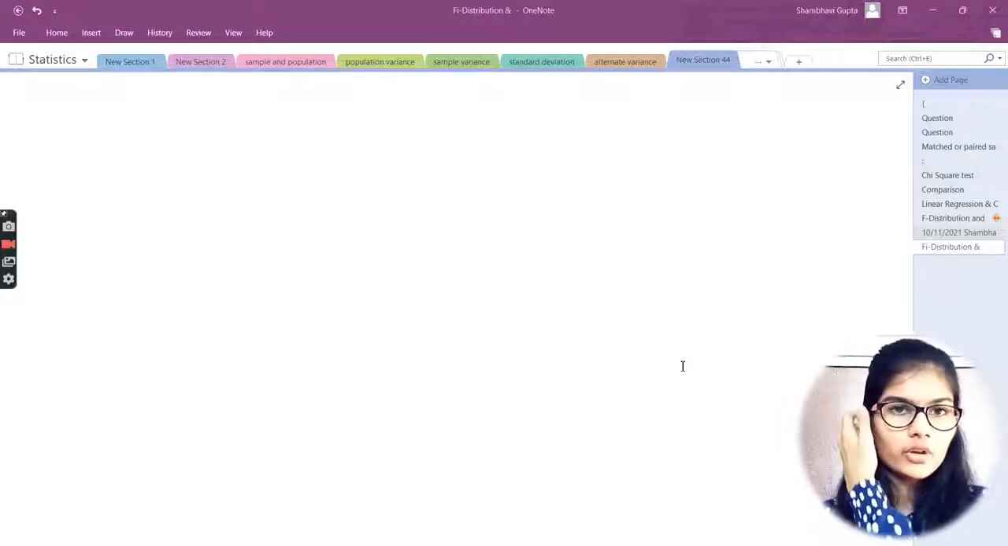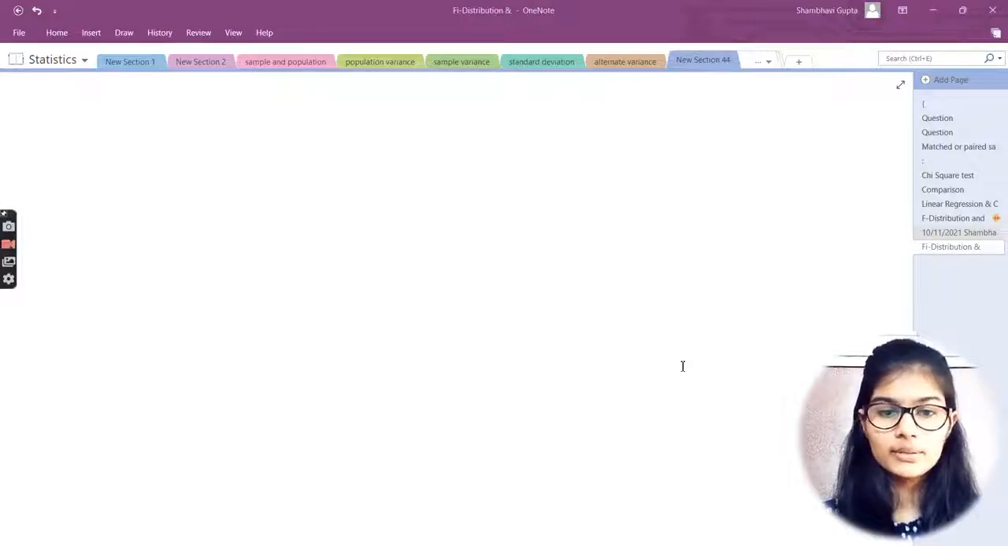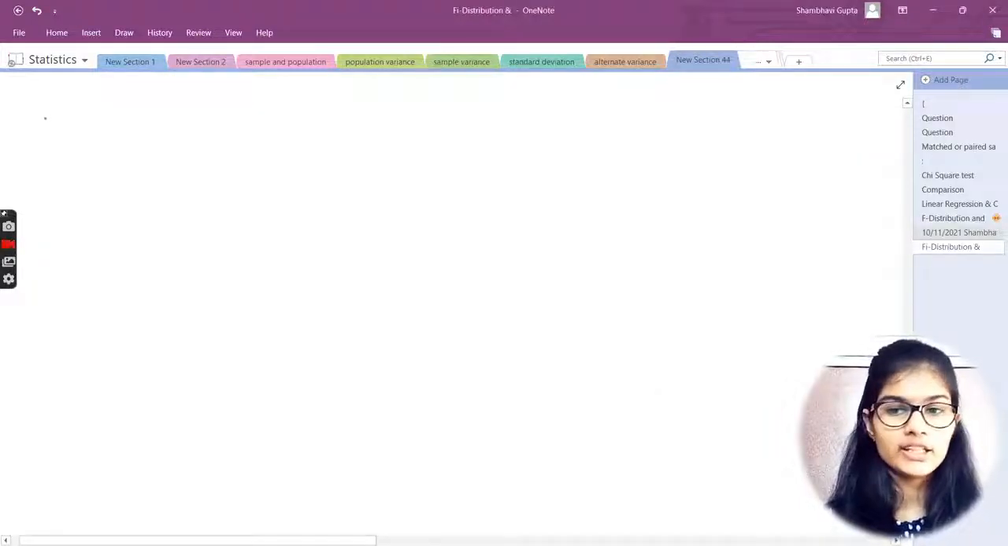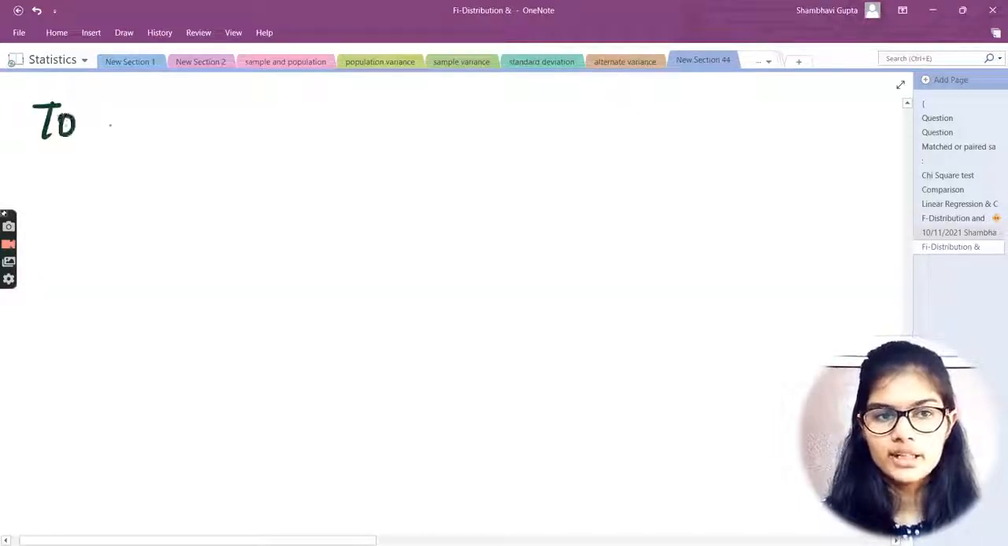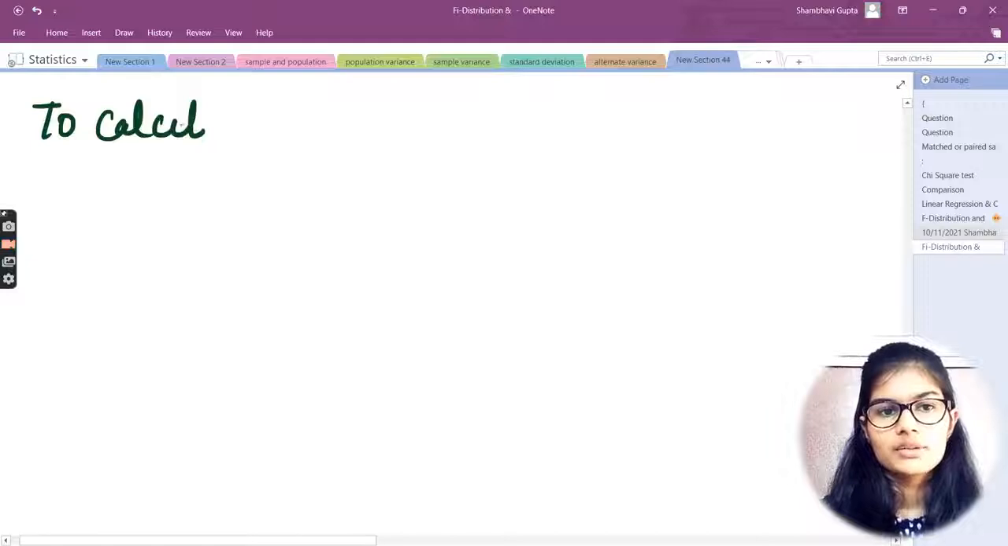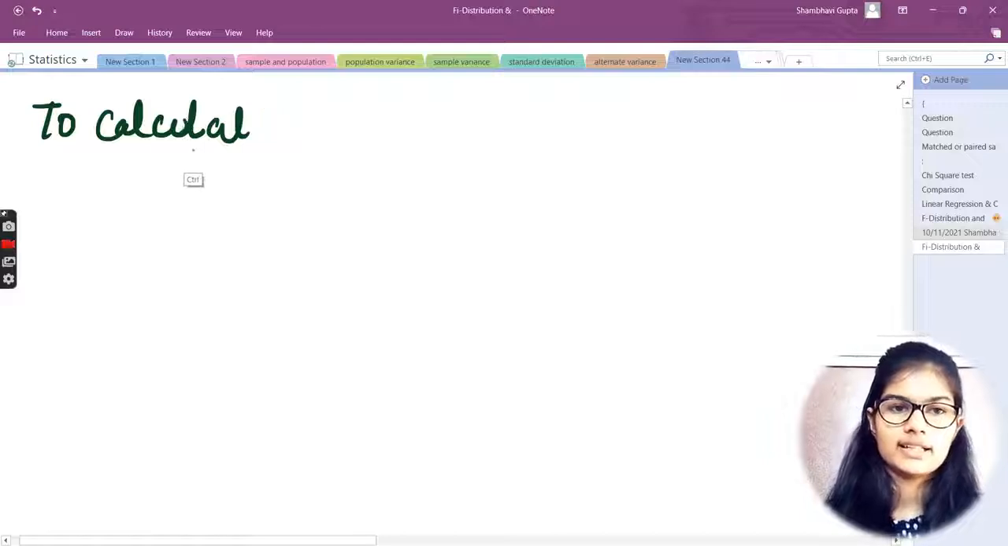So now we are going to learn how to calculate the F ratio, where two estimates of the variances are made. I'll be writing it out and we'll calculate the F ratio today. That's how we can do that. Okay, so let me write that.